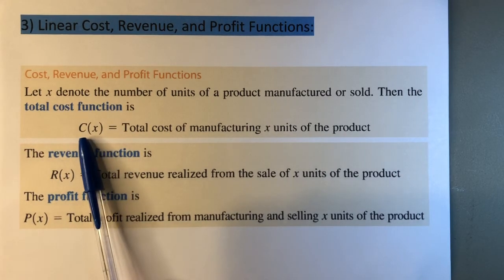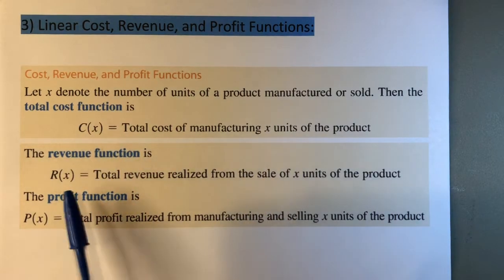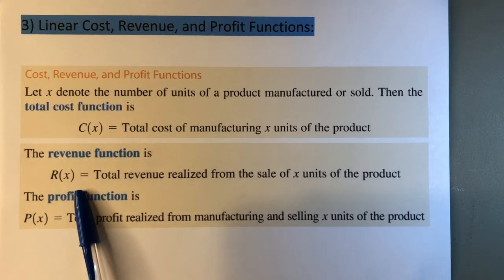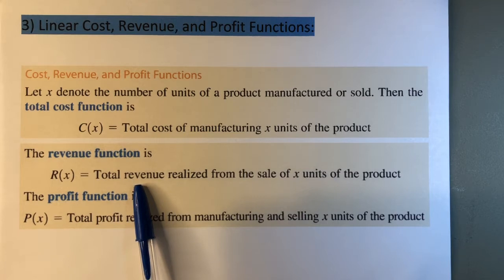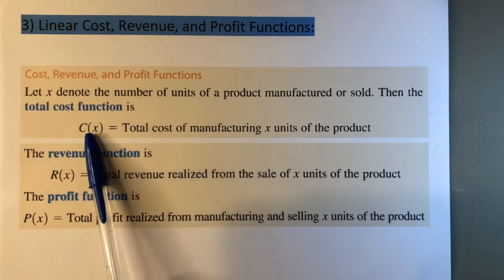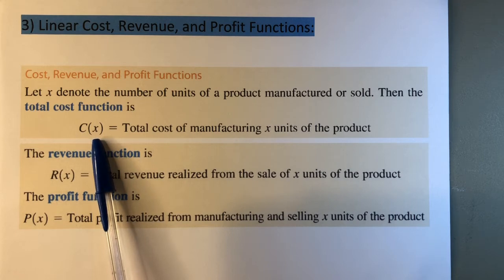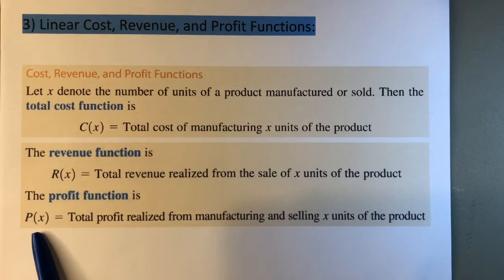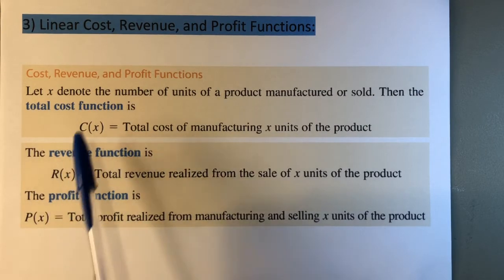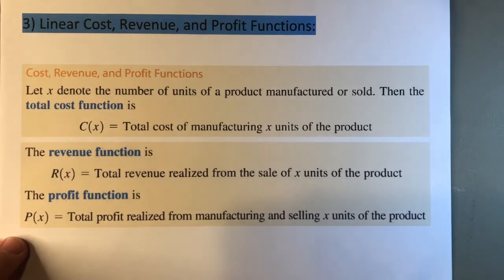And so C, the function C, is the total cost of manufacturing. R is the revenue function. Revenue is money coming in from the sale of something, whereas cost is money going out. Cost is what the company has to put up to pay for the lease, or pay for the materials being used, or pay for the heating, the gas, the electric bill, whatever. P is the difference between revenue and cost.